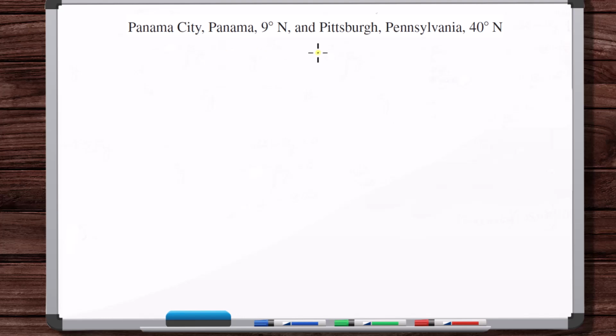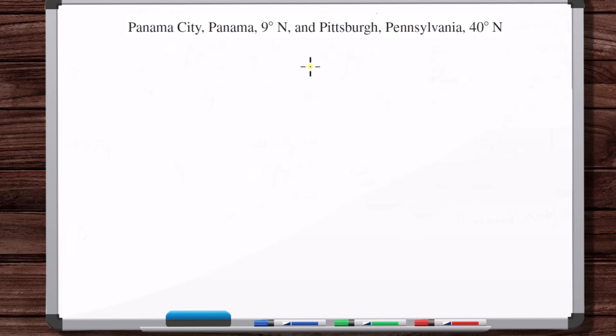Okay, so what we want to do here is specify the distance, like you can think about the straight line distance as a bird flies between Panama City and Pittsburgh. Now, all these problems, we're going to be assuming that they're on the same longitude line, so they're not any distance east-west apart, just to keep it simple.